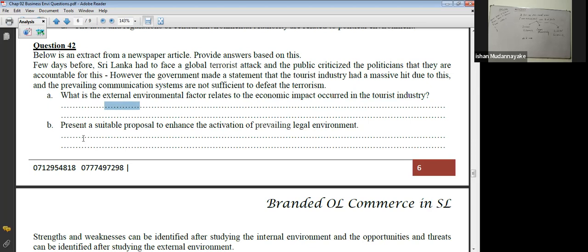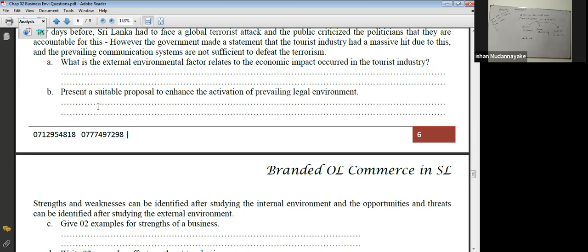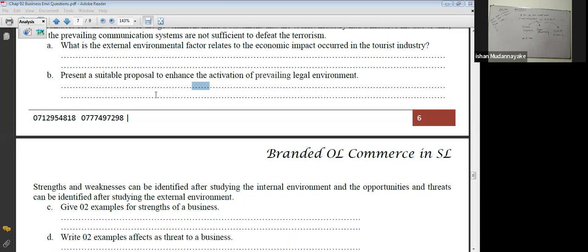Okay, right. And then for the second one, we can take introducing new laws, also acceptable. For part B, introducing new laws. Okay, you can write down now. Improving prevailing communication system. Okay, and then introducing new laws.